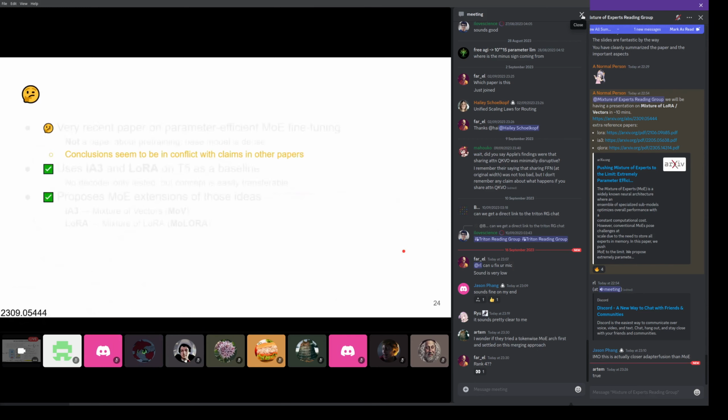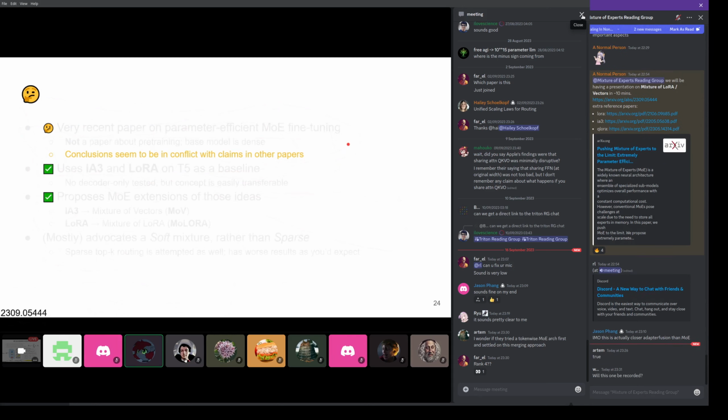So we have this new point that I'm adding to the list of things that we're covering today, which is that there's this huge conflict in reported values with other literature that I do not know how to resolve.